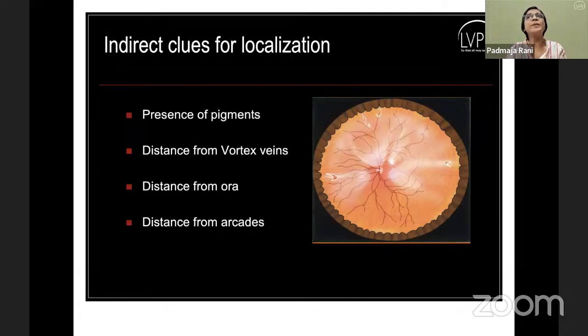In a bullous detachment, the break may appear posterior, but it may not be really posterior. That's why the indirect marks are important, like how far it is from the ora margin, how far it is from the second order vessel, how far it is from the third order. Anything from third order and beyond is always a case which can be done with a buckle. So it's very important, when you do these drawings or select a case as bucklable, that these aspects come into play.